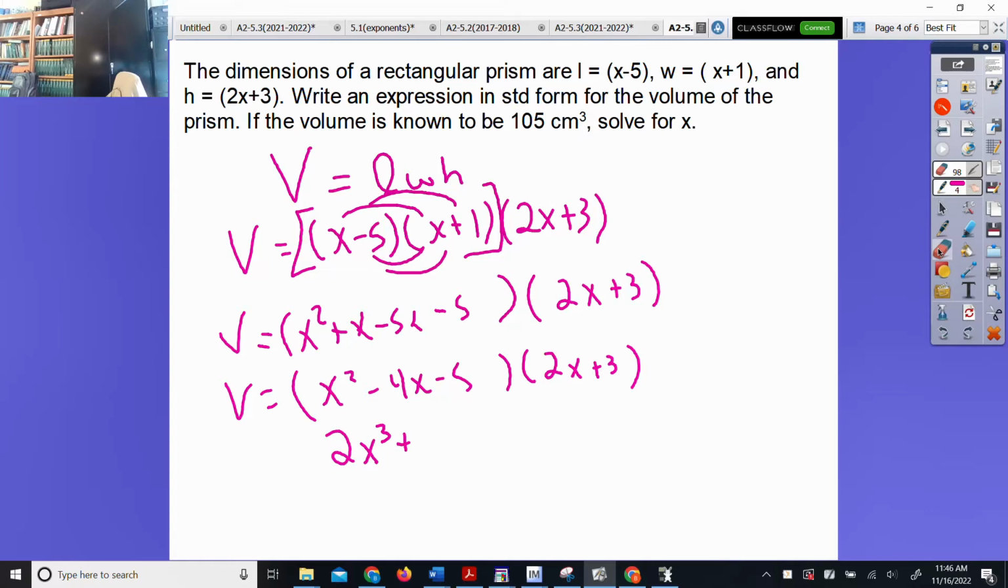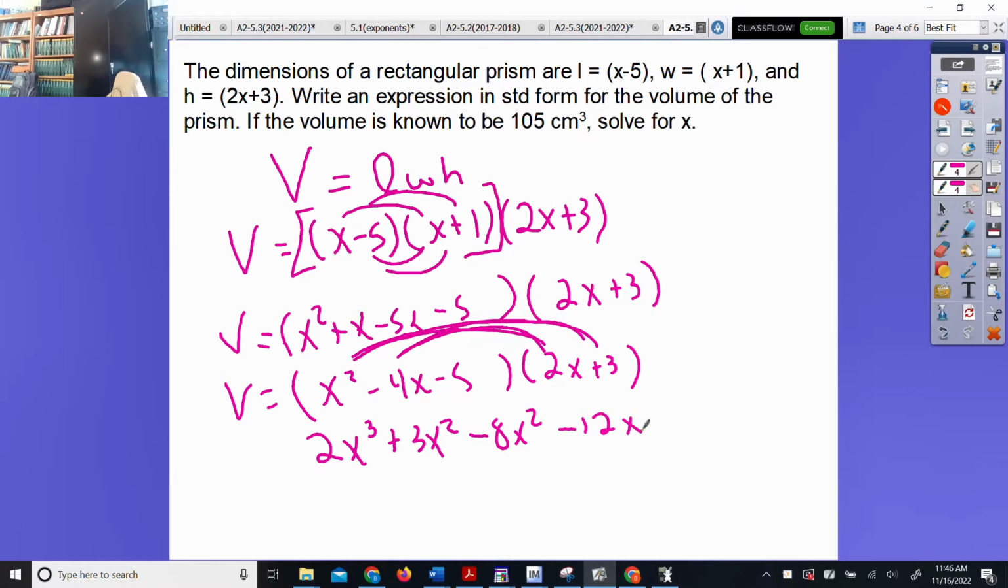I don't mind going over it. There's a 2x cubed plus a 3x squared. It's easy to make sign mistakes. Minus an 8x squared. That's probably where your mistake was. Minus a 12x. Minus a 10x. And then minus a 15. So there's a 2x cubed. 3 minus 8 is negative 5.